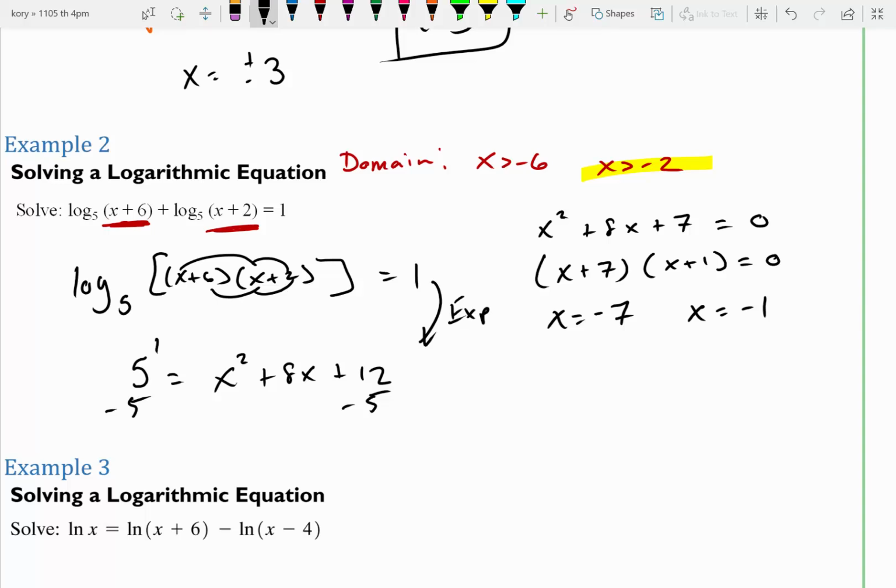If you don't have logs on both sides, you're going to most likely change it to an exponent. Now, which one of these answers fits into our domain? Just negative 1. The highest one. It's not always the highest one, but for the domain, yes, we want to look at the highest one. But sometimes you can have both answers work, sometimes you only have one, or sometimes none of them can work.